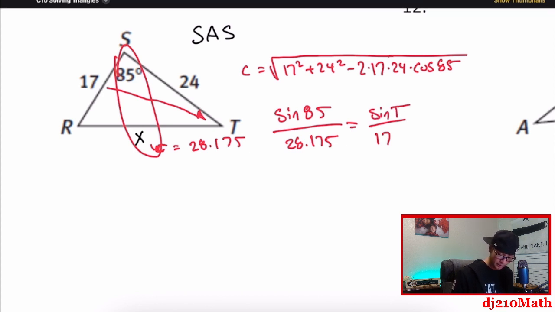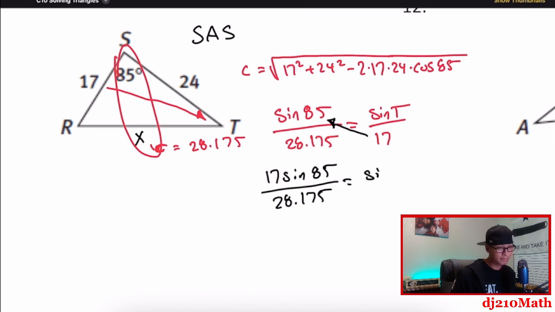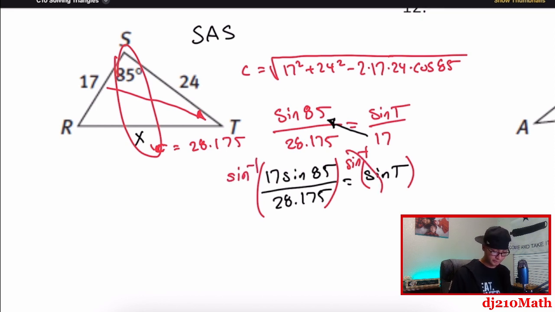Okay. I'm trying to get sine t by itself. So we're going to cross multiply one time. So 17 sine 85 over 28.175 is equal to sine t. And to get t by itself, we need to cancel out sine. Only way to do that is with the inverse. The only way. So t is equal to this guy here, straight to the calculator.